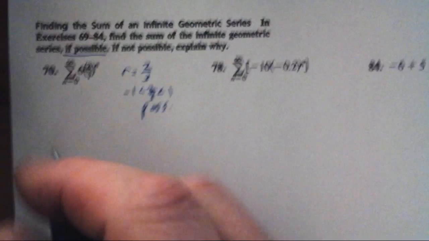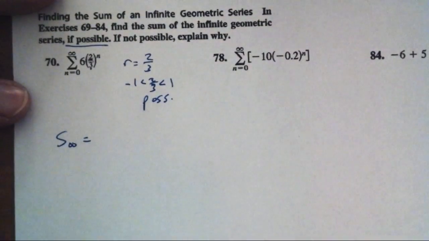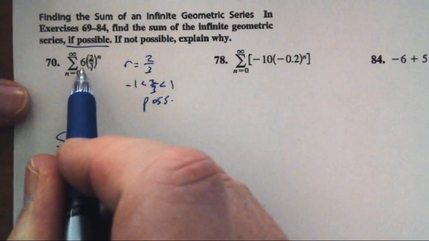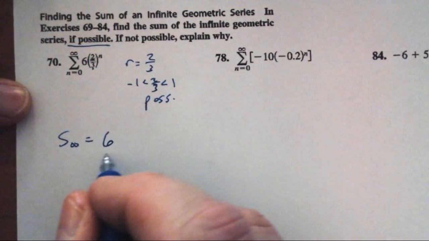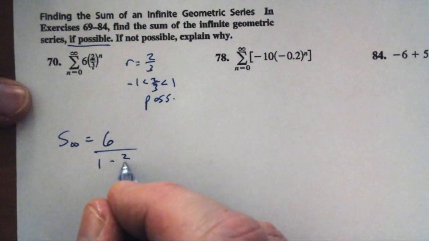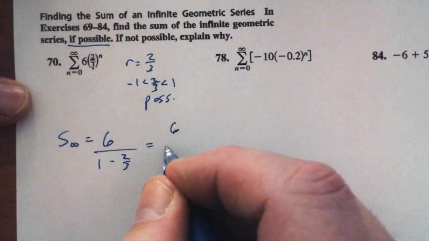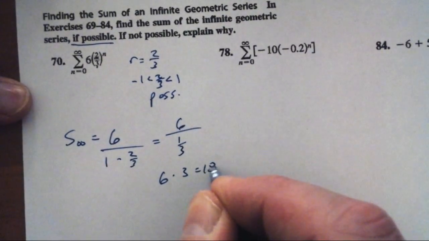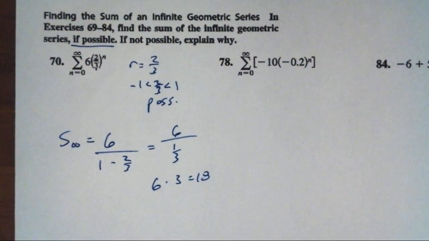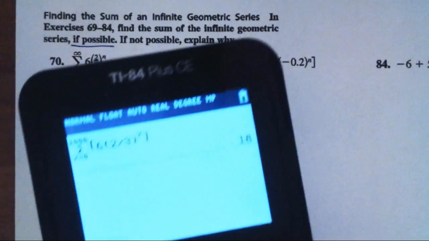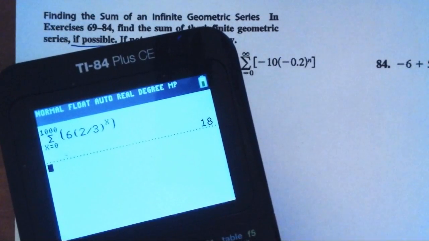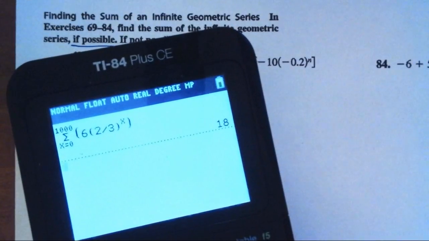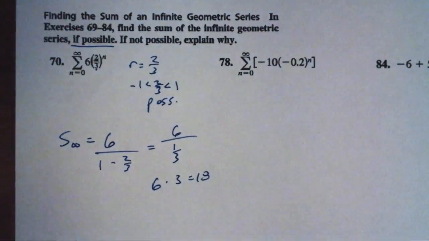So let's go through the process here. The sum of the first infinity equals the first jump. How long is the first jump? Put 0 in, and we get 6 times 2/3 to the 0th, 6 times 1 on 1 minus, what's the ratio? 2/3. That's 6 on 1/3, which is 6 times 3 on 1, 18. So there you have it. Again, not truthfully 18, but so close to 18 that it rounds to 18. It'd be worth trying. I'll bet by 100 it rounds to 18 as well.